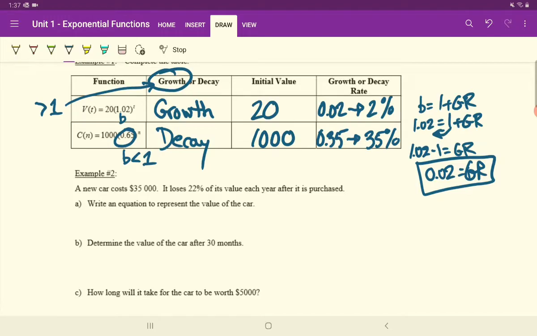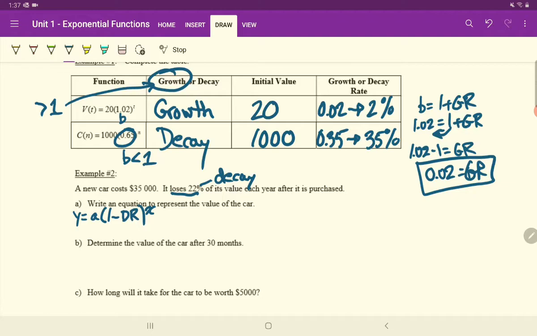Okay, so we must do here an equation. It's losing 22%. So would you say that it's decay or growth if it's losing 22%? I think it's safe to say that that's a decay question. So grab your decay formula, which is in its simplest form, y equals a times 1 minus the decay rate to the power of x. Okay?